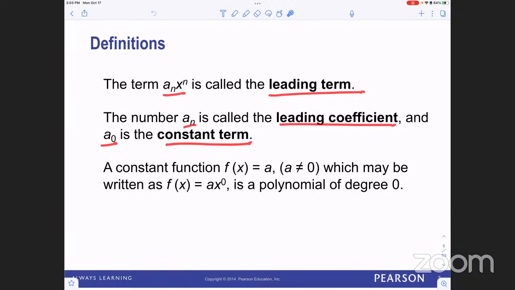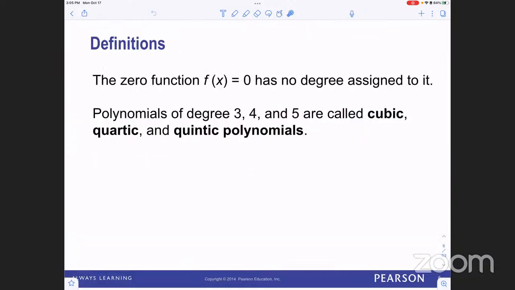It's just a number. The constant function f of x equal to a, where a is not 0, can be written in the form f of x equals a times x to the power of 0, a polynomial of degree 0. The degree of a polynomial is the highest power on any variable. But not to be confused with the zero function, f of x equal to 0, which has no degree because it's not unique. You can write it as 0 times x squared, or 0 times x cubed, or 0 times x to the 1 million. Because you can't write it in one unique way, we say it has no degree assigned to it.